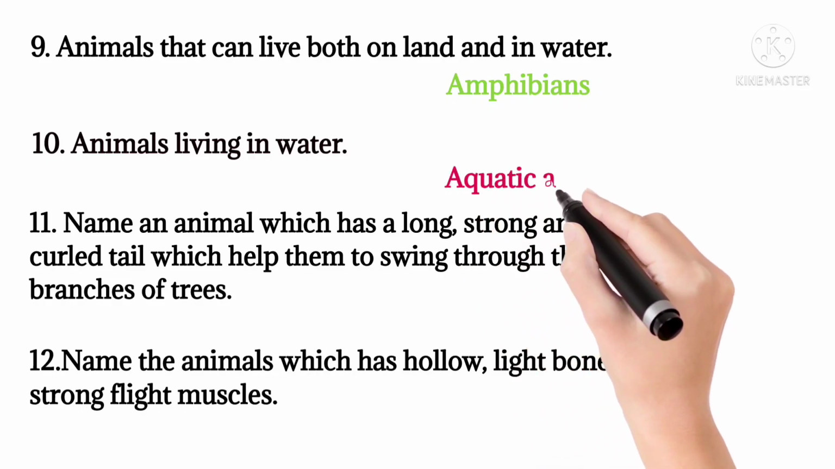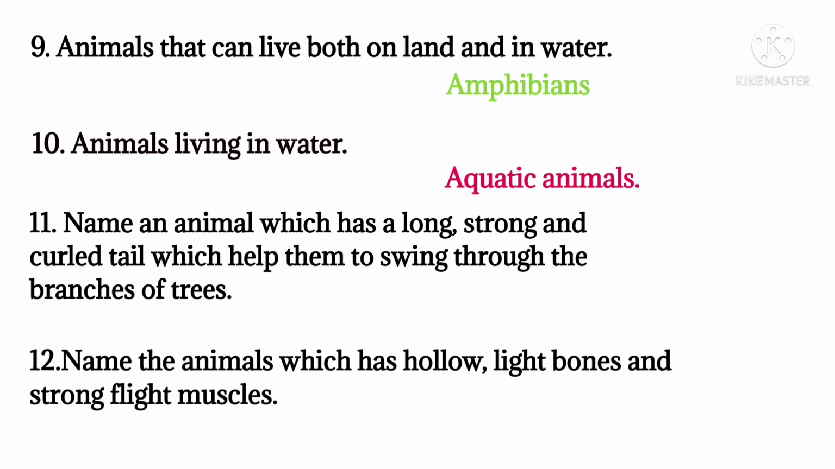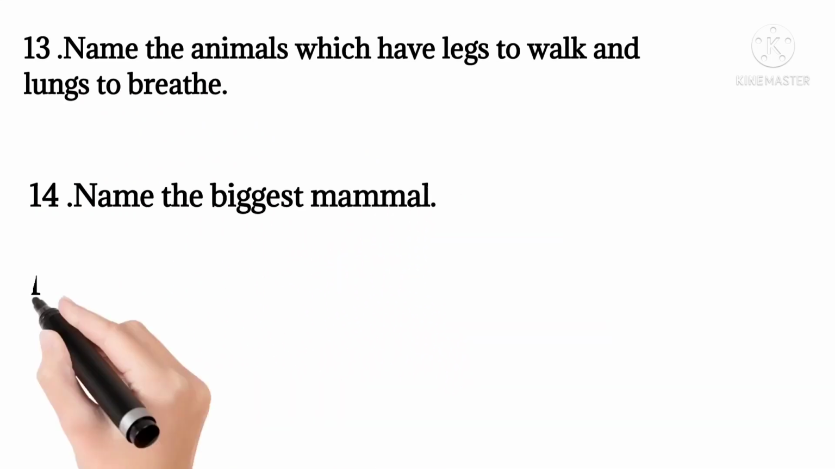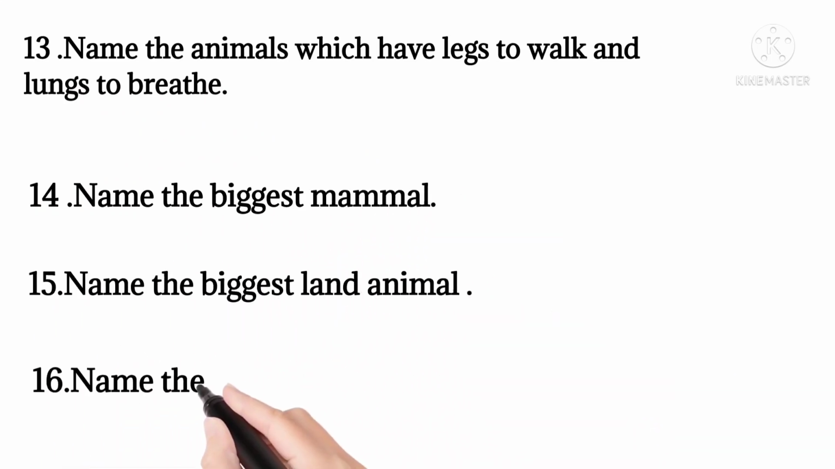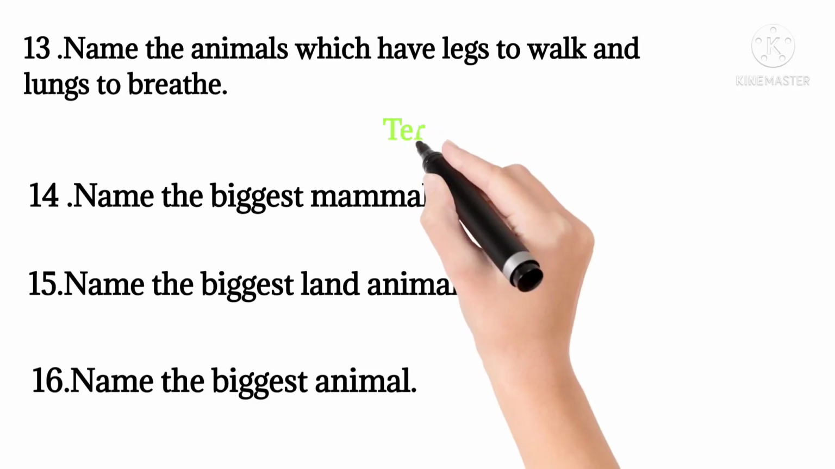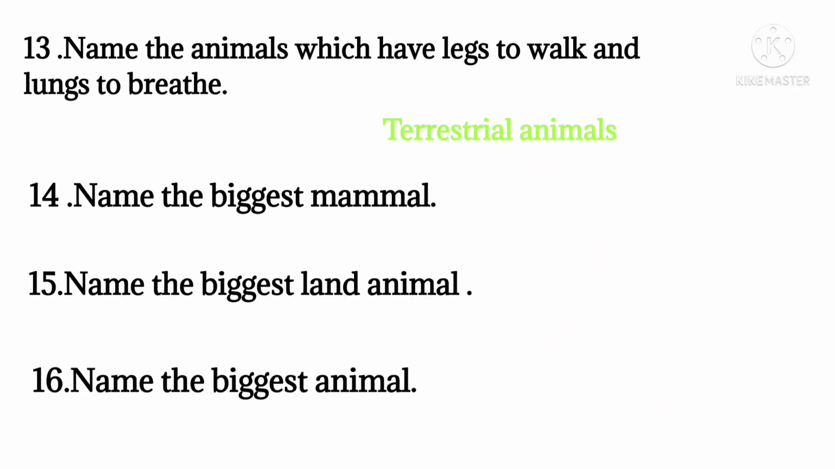11. Name an animal which has a long, strong and curled tail which helps them to swing through the branches of trees, that is monkey. 12. Name the animals which have hollow, light bones and strong flight muscles. They are birds. 13. Name the animals which have legs to walk and lungs to breathe, that is terrestrial animals.